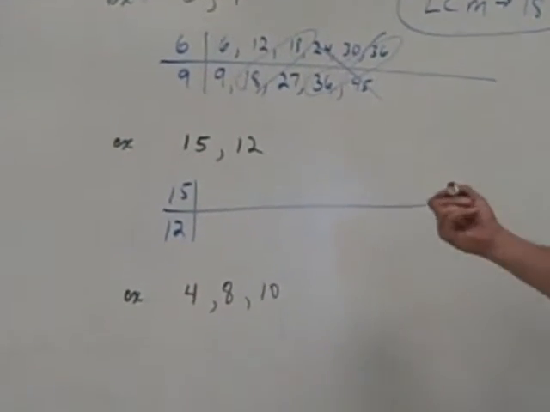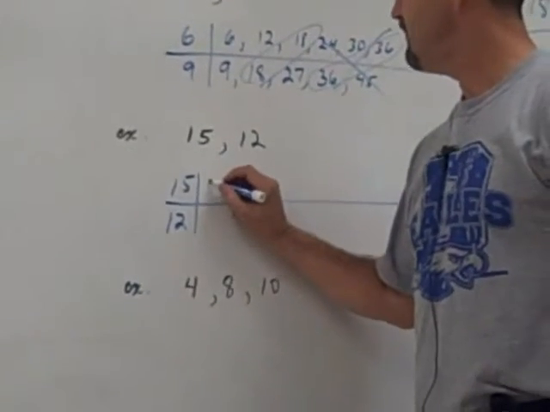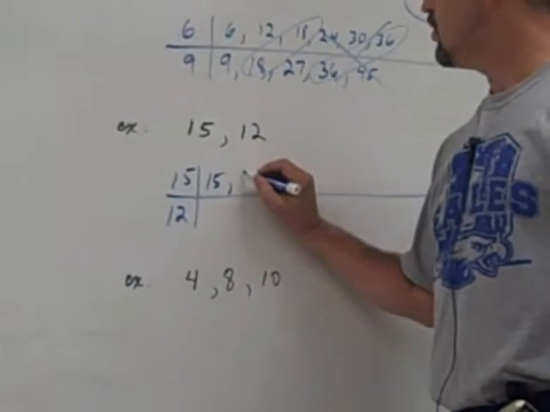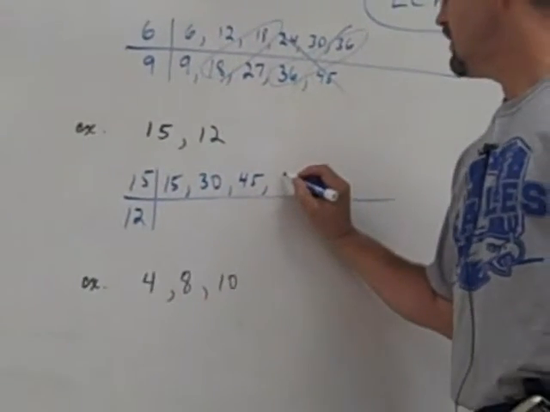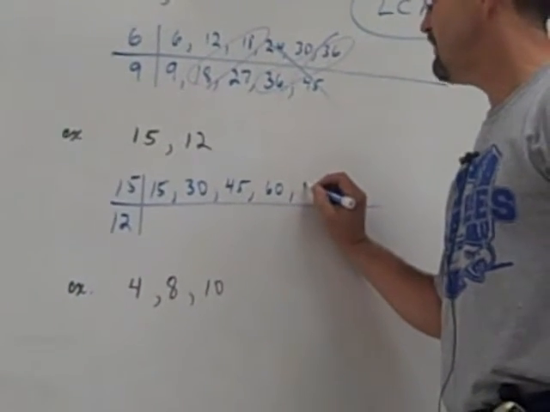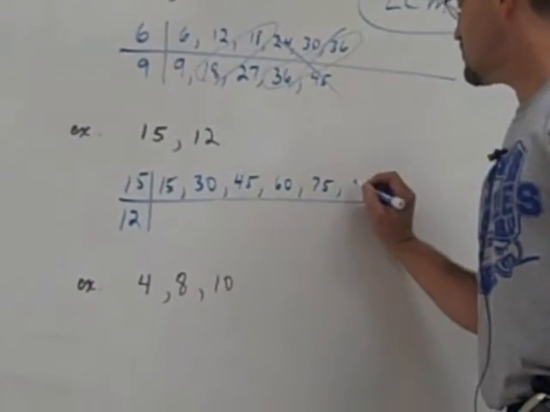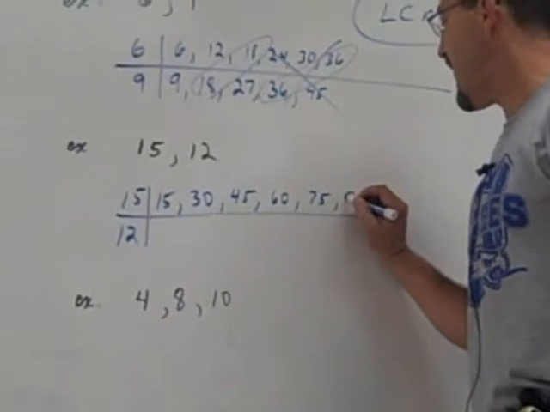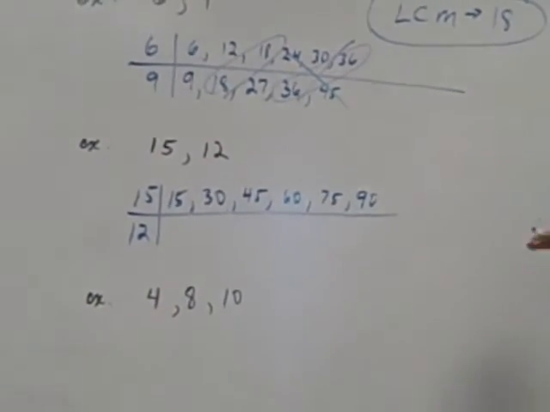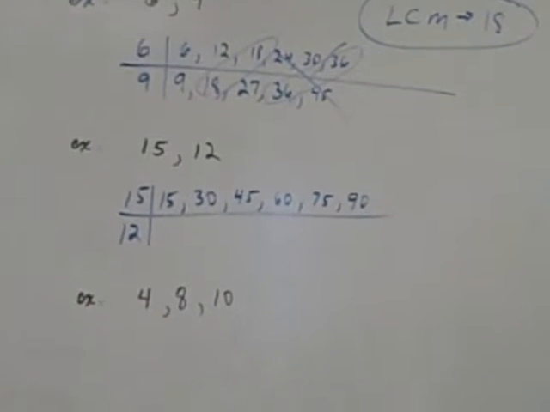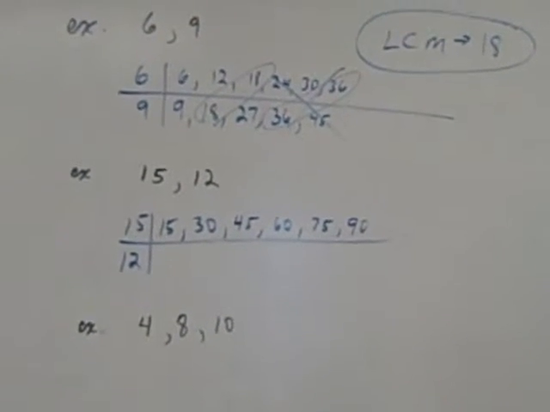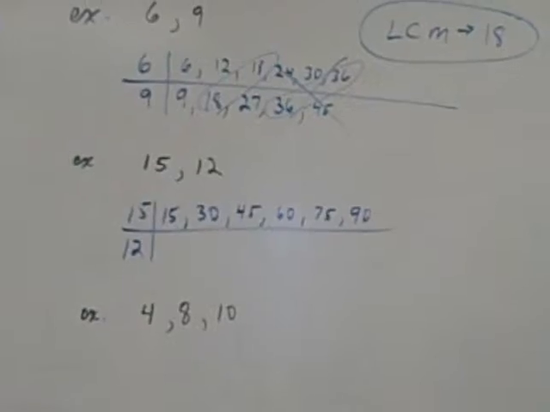All right. What's 15 times 1? 15. 15 times 2. 30. 15 times 3. 45. 15 times 4. 60. 15 times 5. 75. 15 times 6. 90. I hope that's enough. I'm going to stop and see if that's enough, y'all. I ran out of room. Well, that's your fault for not starting far enough to the right, left, whatever.